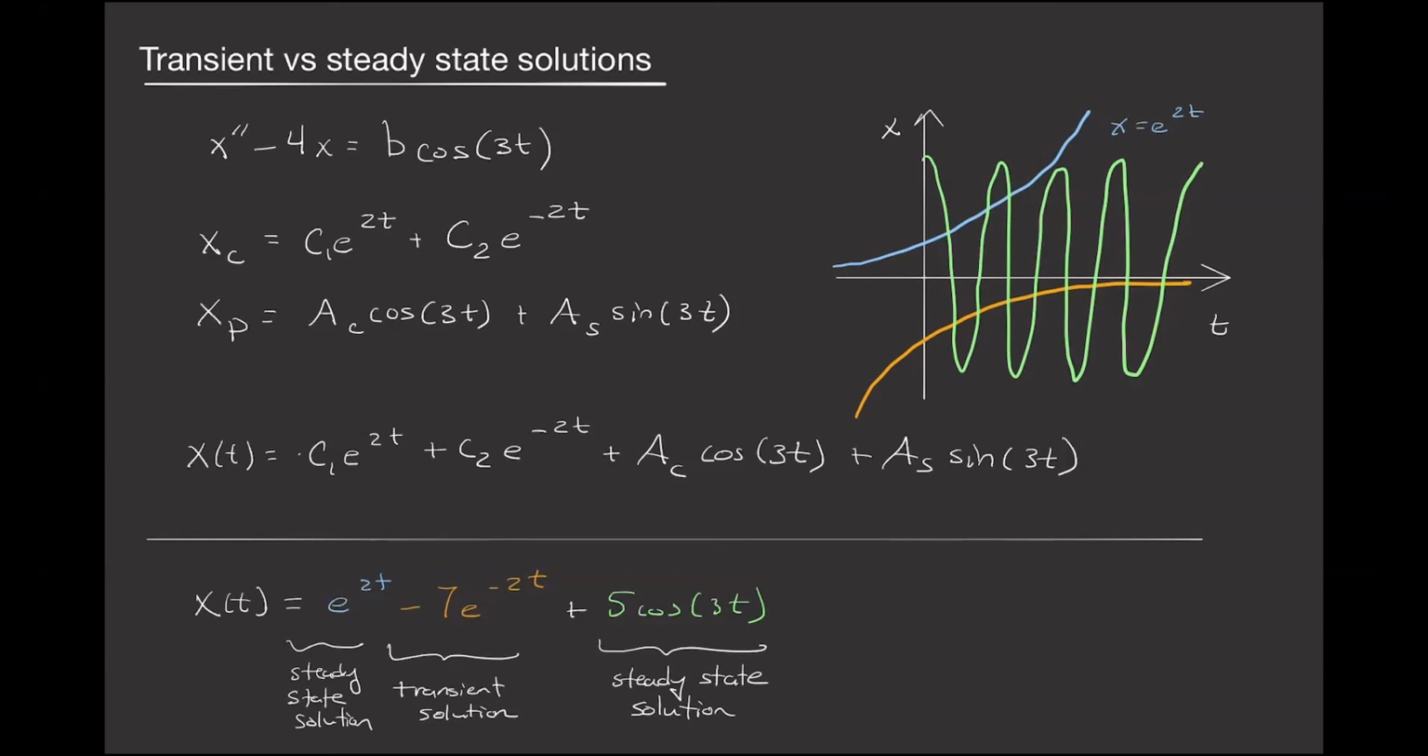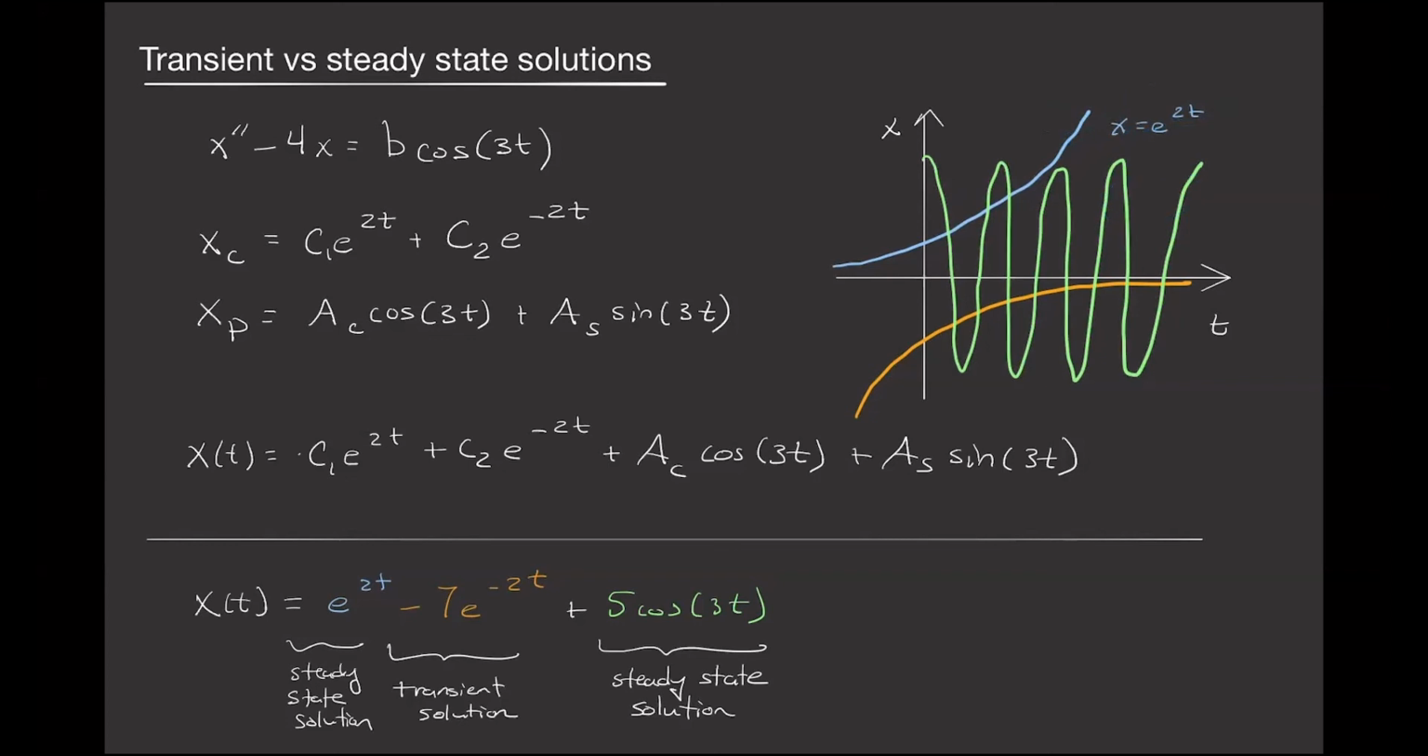So if you had a case like this, what would happen depends on what your solutions are. In this case, you have e to the 2t, and then you have 5 cosine of 3t. Now, what's going to happen is you're going to have e to the 2t, and after a while, this negative 7 e to the negative 2t doesn't matter anymore. It's going away. So after a while, it essentially has disappeared. Meanwhile, this is going off to infinity, and this thing is not really changing it too much.